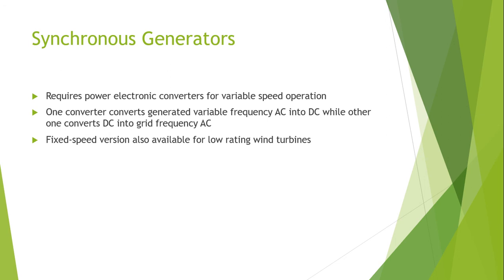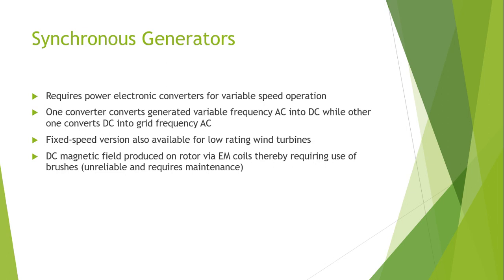Fixed speed version and variable speed version, both are available for the synchronous generator. Basically, the fixed speed versions are used for low rating wind turbines, and the high speed ones are used for other purposes. DC magnetic field production on a motor via electromagnetic coils requires the use of brushes, and as we have discussed earlier, the mechanism of commutator and brushes is unreliable, and therefore they require maintenance on a regular basis.